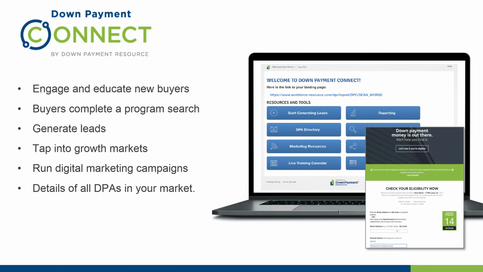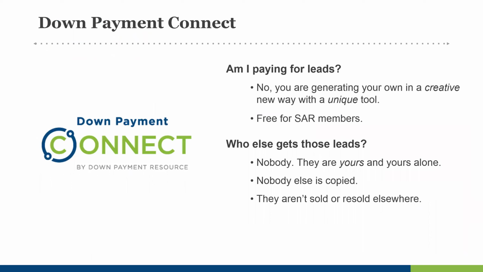And then you also get the details of all the programs in your market when you get a lead, or all the programs that buyer found. So you're not paying for leads. You are generating your own leads in a creative new way with a unique tool that is free for all Spokane Association of Realtors members. I'll show you how to get your Down Payment Connect page here in a moment as well.